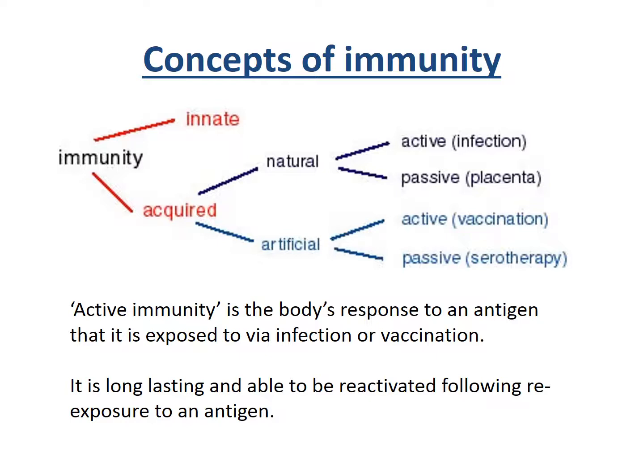Active immunity is what we're aiming for, and that's what's most important because it's long-lasting and it's able to be reactivated following re-exposure to an antigen, whereas passive immunity only lasts for the lifetime of that antibody itself. So it's a transient state as opposed to something that your body can call on at any time to protect itself from an infection.